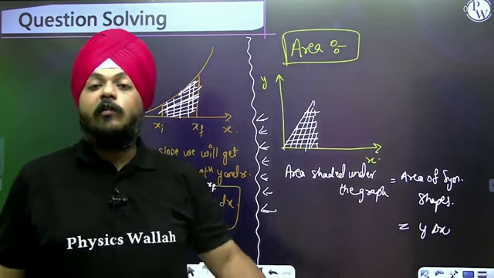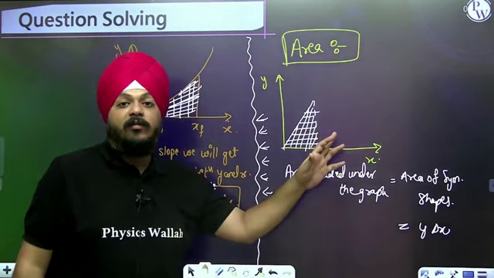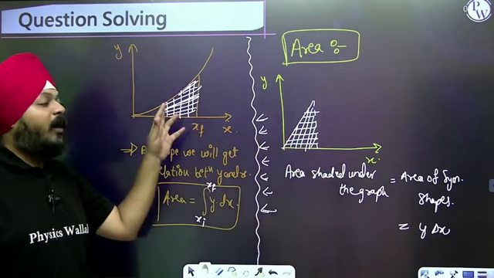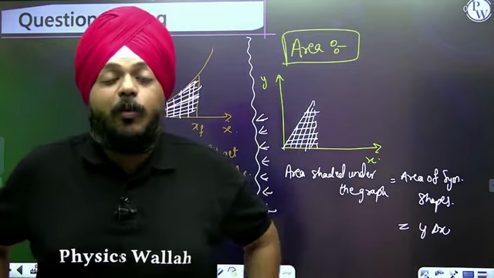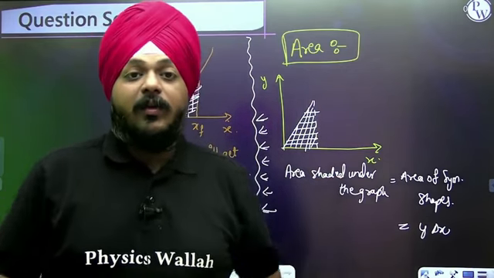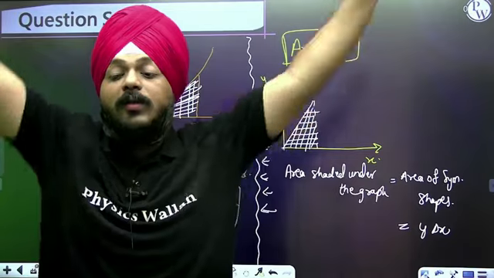So this is how you are going to calculate the area for symmetric shapes, and this is how you are going to calculate the area for curves. So these are the two most important fundamentals of the graph.